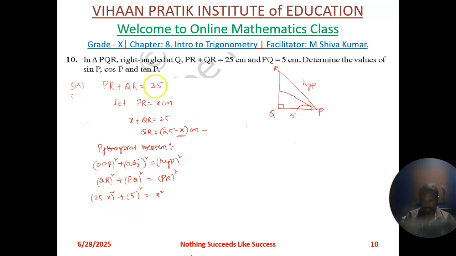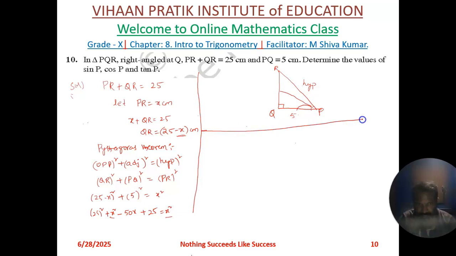This 25 minus x is in the form of a minus b whole square. So we write 25 square plus x square minus 2 into 25 into x, that is 50x, plus 5 square, that is 25, equals x square. Now here it is x square and here it is x square, so we can cancel them out. So we write 25 square is 625 plus x square minus 50x plus 25 equals x square.